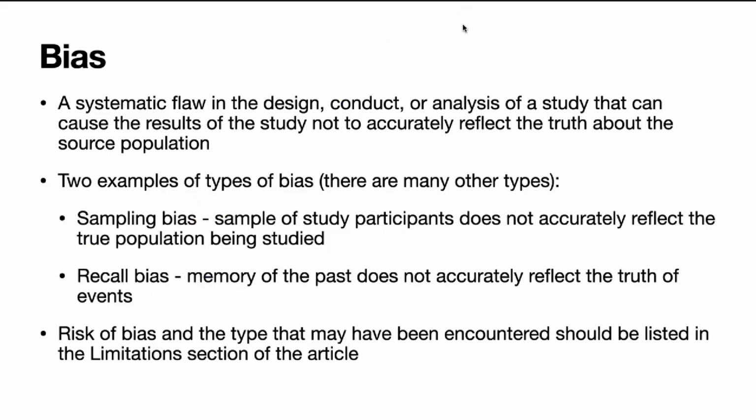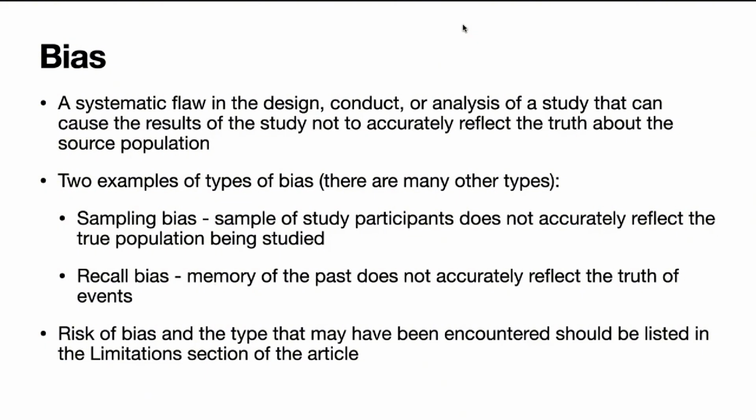So when we talk about bias in scientific research, we are talking about a systematic flaw in the design, conduct, or analysis of a study that can cause the results of the study not to accurately reflect the truth about the source population or about the situation, not on purpose. We're not lying. It's just a flaw in the study design.